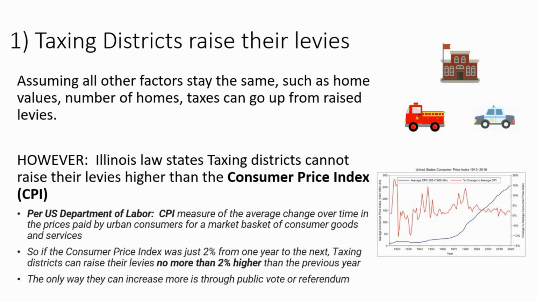Now, per the U.S. Department of Labor, the Consumer Price Index is a measure of the average change over time in the prices paid by consumers for a market basket of consumer goods, such as milk or vegetables, and services. So if the Consumer Price Index was just 2% from one year to the next, taxing districts can only raise their levies no more than 2% higher than the previous year. The only way they can raise them higher is through a public vote or a referendum, such as if they have to build a new school.